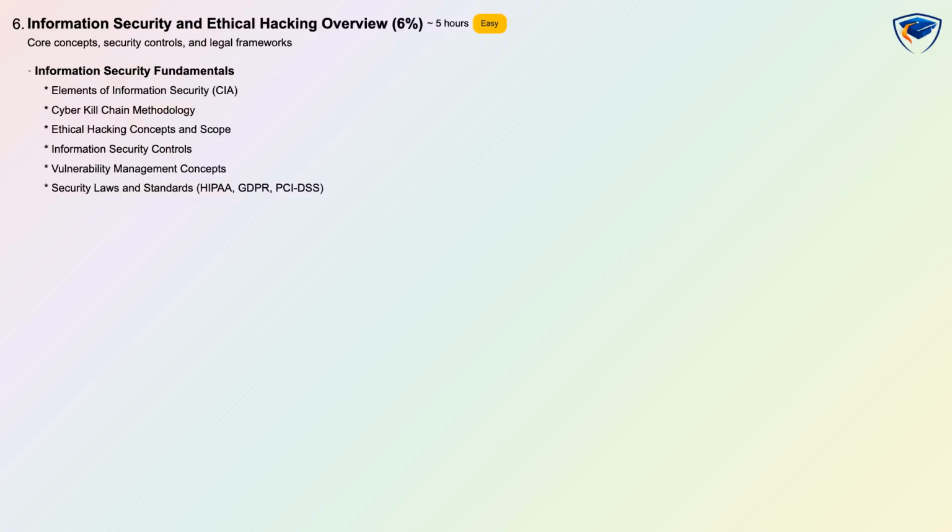Information security and ethical hacking overview at 6% covers core concepts, security controls and legal frameworks that ground ethical hacking practice. You will review the elements of information security such as confidentiality, integrity and availability, the cyber kill chain, the scope of ethical hacking, vulnerability management concepts, and relevant laws and standards like HIPAA, GDPR and PCI DSS. This easy domain is estimated at 5 hours and is assessed through conceptual and scenario-based questions to ensure foundational understanding.